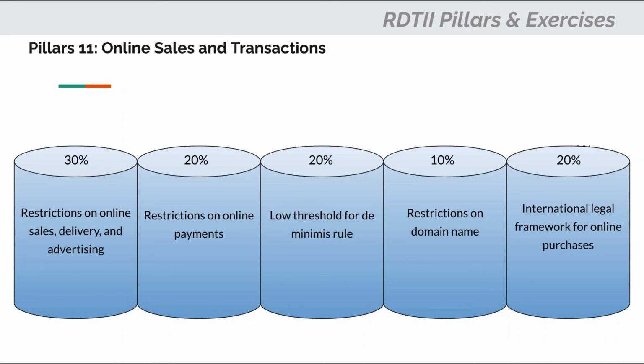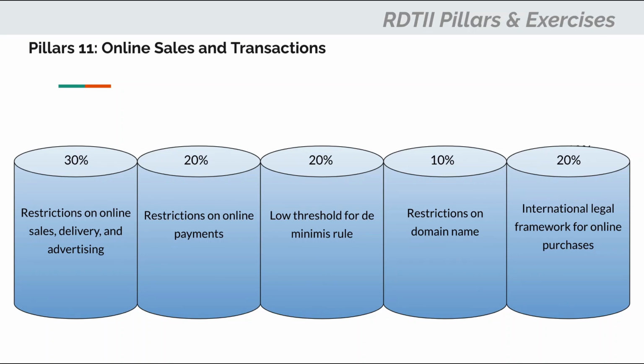First, restrictions on online sales, delivery, and advertising. Second, restrictions on online payments. Third, low threshold for de minimis rule. Fourth, restrictions on domain name. Fifth, international legal framework for online purchases. The weights for each subpillar are 30%, 20%, 20%, 10%, and 20%.